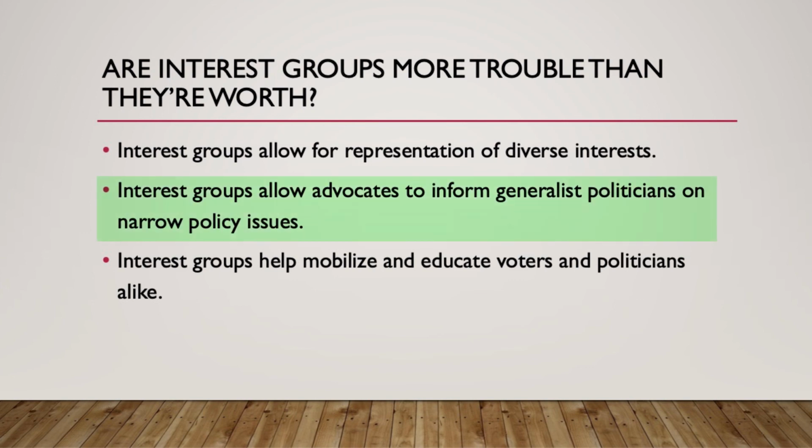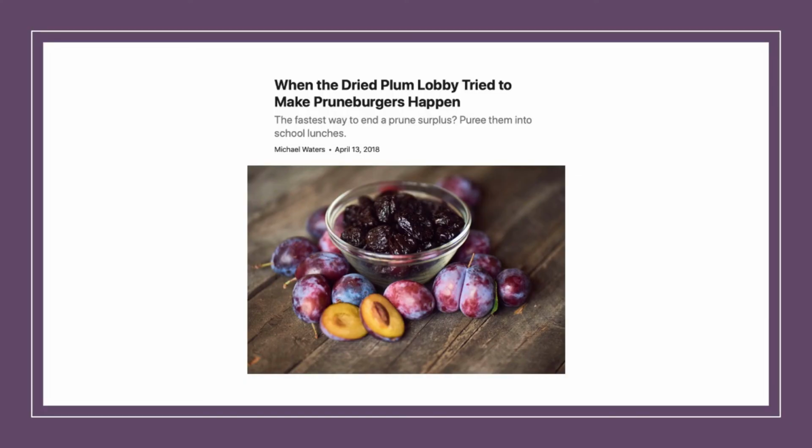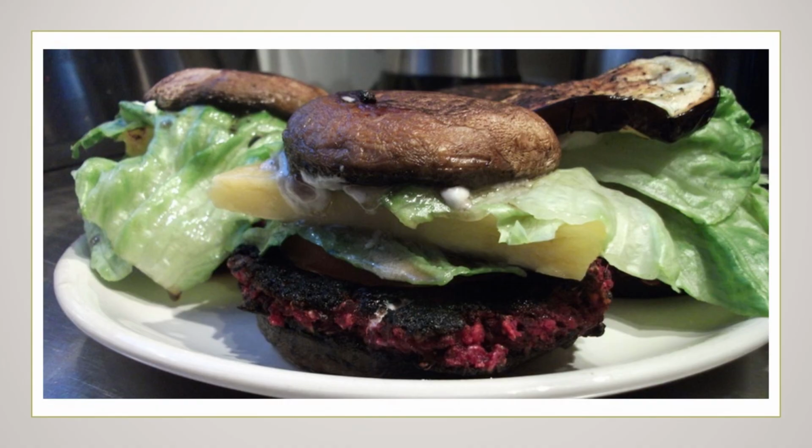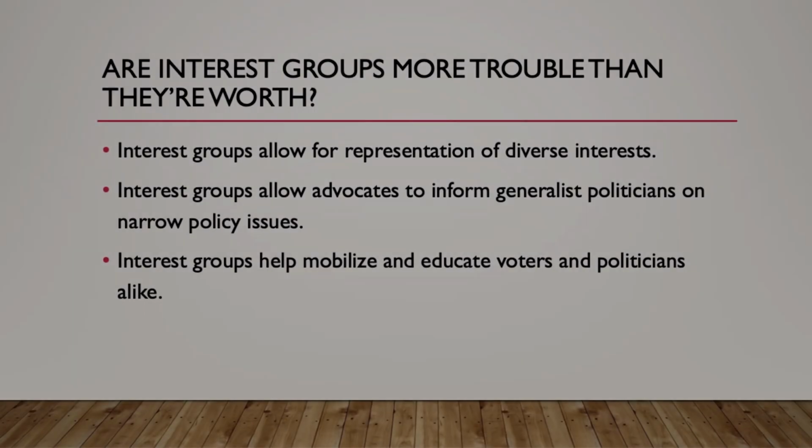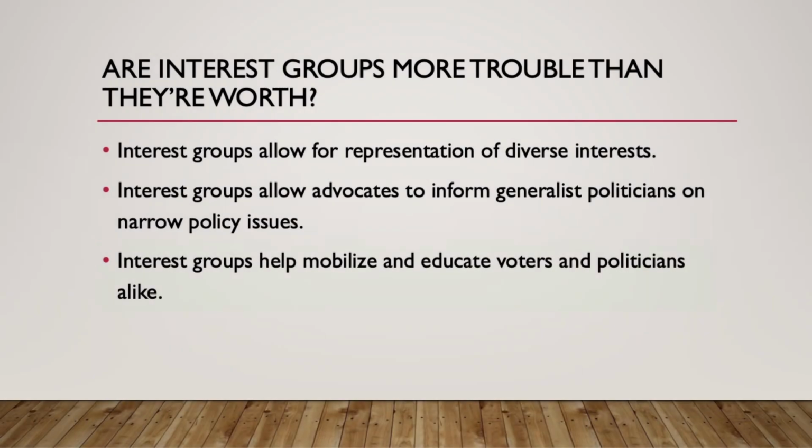Interest groups also allow advocates to inform generalist politicians on narrow policy issues. I mean, without the prune lobby, who would have known that prune patties offer a delicious and affordable plant-based alternative to traditional hamburgers? Yum! Doesn't that look delicious?